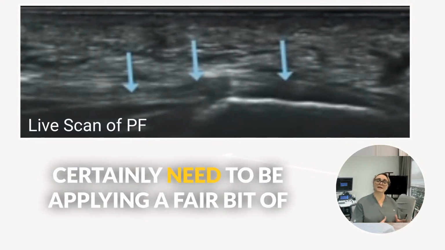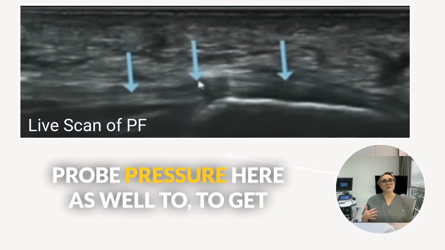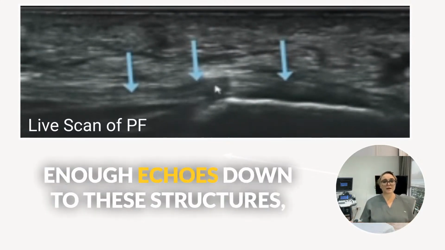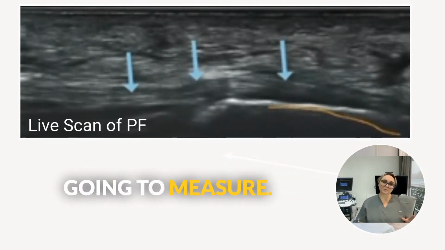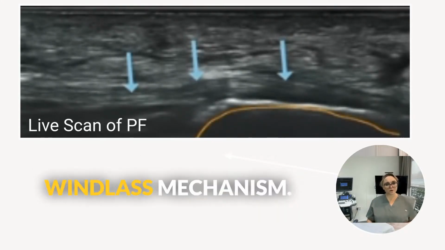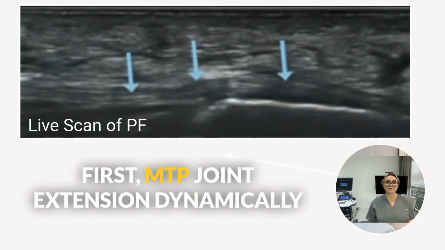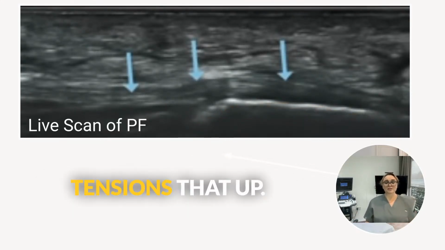calcaneus. Certainly need to be applying a fair bit of probe pressure here as well to get enough echoes down to these structures, and think about that region where you're going to measure. We can look at this dynamically with the windlass mechanism. First, MTP joint extension dynamically tensions that up.